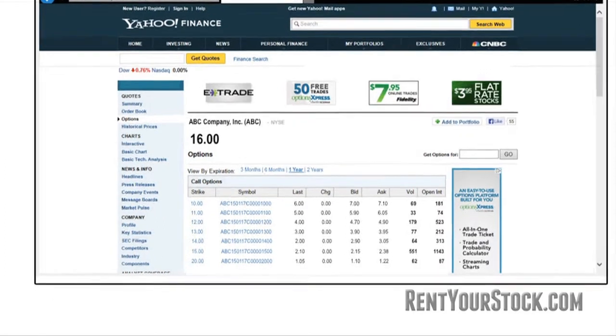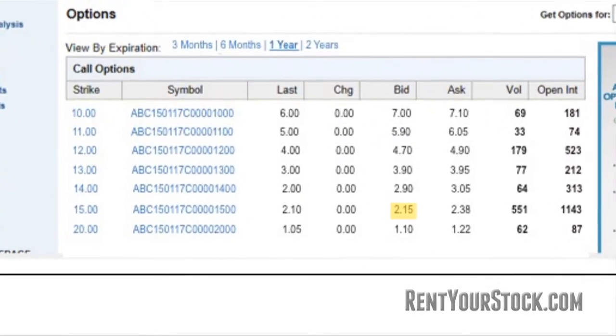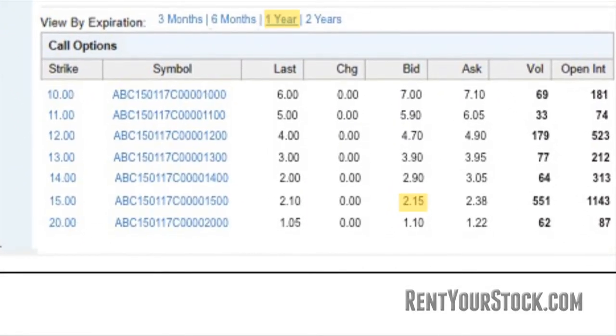Here you can see that renters are willing to pay you $2.15 for a 1-year $15 strike price. Not bad. But look one row down at the 1-year $20 strike price. This represents the magic of the roll-up strategy.